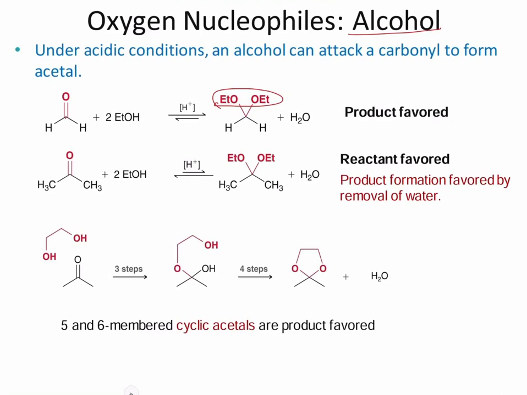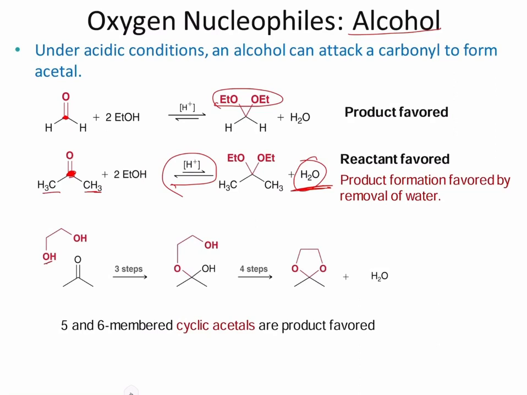Acetals are product favored if we use a carbonyl carbon that is more electrophilic. Otherwise, if we use one that's less electrophilic, like we know that the alkyl groups are electron donating. So this carbonyl carbon here is not going to be as electrophilic as the first one. So therefore, this reaction is reverse favored. But we can make the reaction go forward if we remove part of the product that is being formed, like by removing water, the reaction can be forward favored.